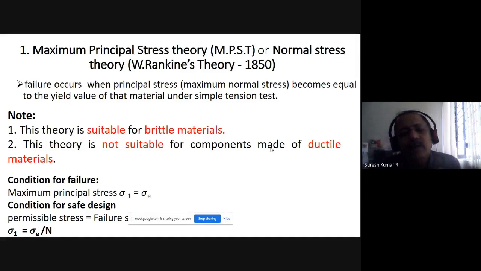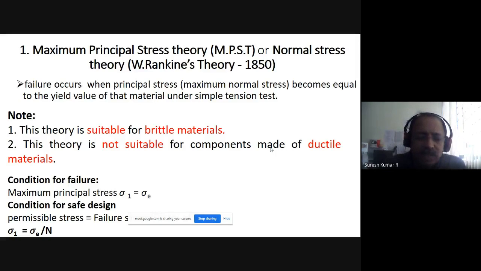Now what is happening? There is the maximum normal stress sigma 1, then the maximum shear stress tau maximum, then the maximum strain epsilon 1, and there is the total strain energy, and there is the distortion energy. 5 different phenomena are there. All these 5 are happening inside the material simultaneously. There is one type of load acting, but 5 different parameters are changing simultaneously.